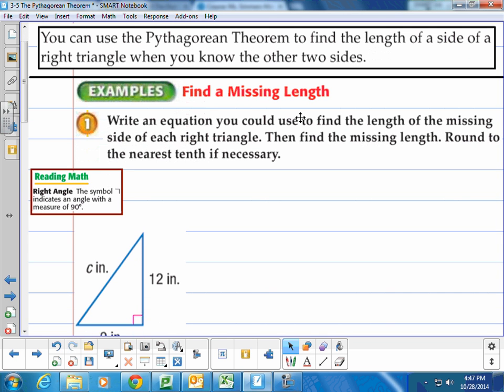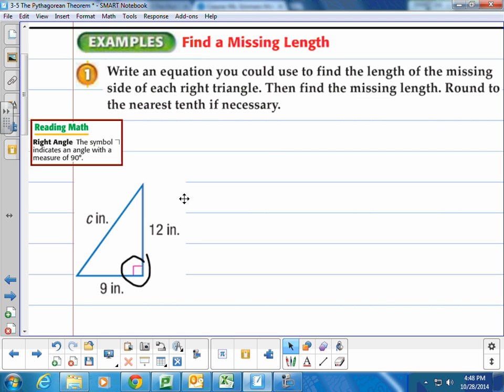So to find a missing side length, you can write an equation and use that to find the missing length. And it says round to the nearest tenth, so we're going to do that. Notice here it says the symbol, like I showed on the other page, is used to determine the right angle. So that tells you where the right angle of the triangle is. Here we're given a and b, and we're looking for c.